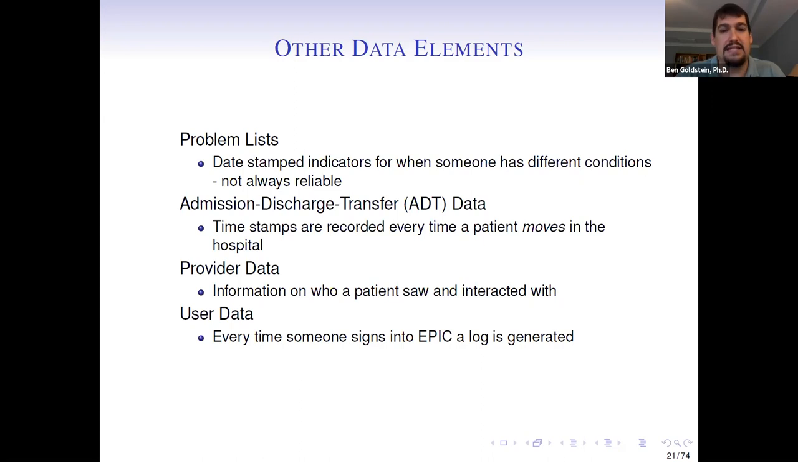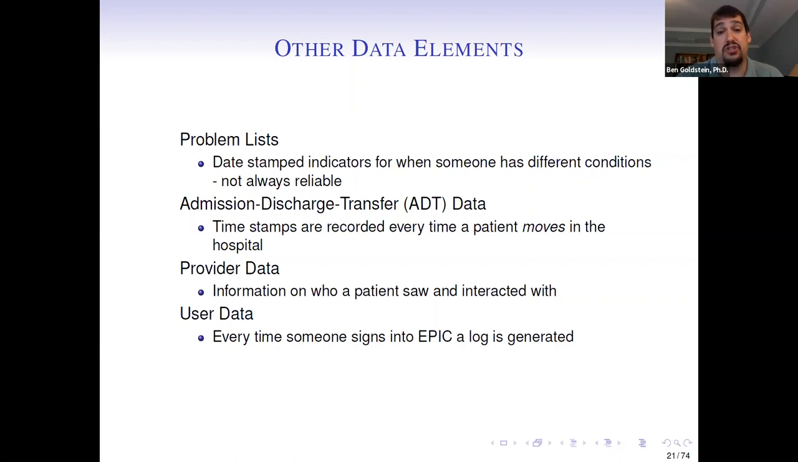There is what are called ADT data, or admission discharge transfer data. These are timestamps recorded every time a patient moves in the hospital. Again, depending on your research, this can be really powerful. So we have timestamps for when you entered the hospital, when your surgery started, when the anesthesia started, when the wound was opened, when the wound was closed, when anesthesia stopped, when you were transferred into the ICU. The point I'm making is that we have very detailed information on where you are at different times in the hospital, so you can do some really interesting studies depending on what you're looking at.